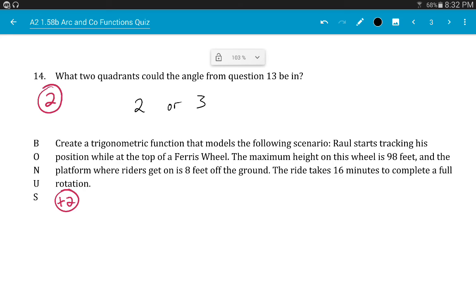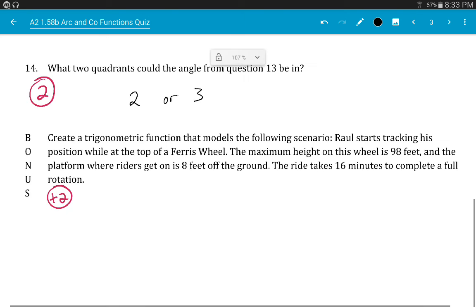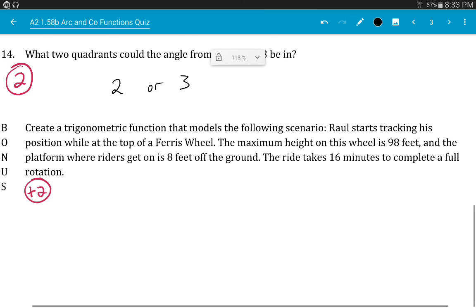Okay, and I'll go over the bonus just because I'm already on this video, but there will be no bonus on the retake. Create a trigonometric function that models the following scenario. Raul starts tracking his position while at the top of a Ferris wheel. The maximum height on this wheel is 98 feet, and the platform where riders get on is 8 feet off the ground. The ride takes 16 minutes to complete a full rotation.